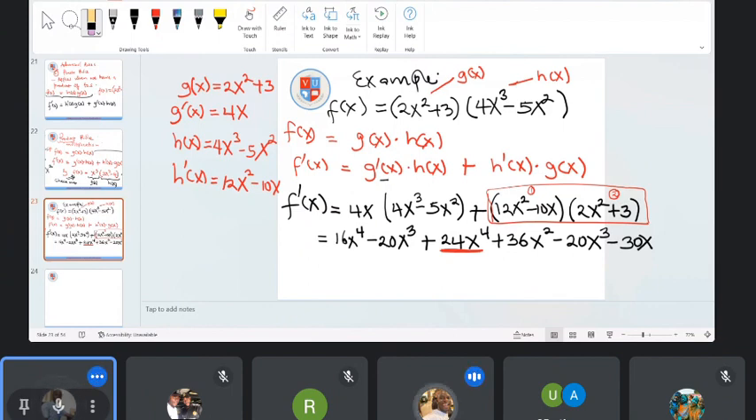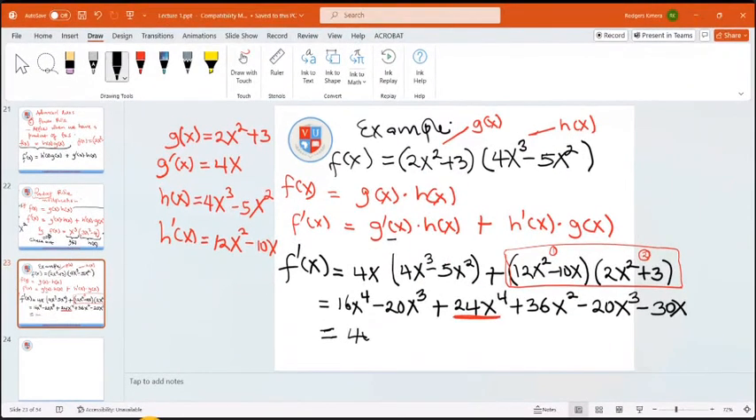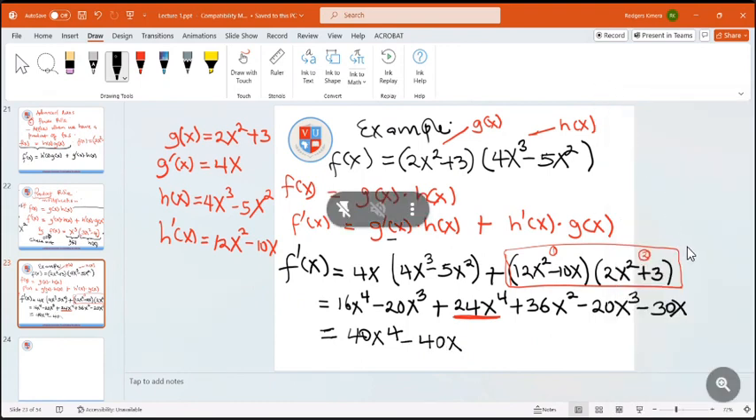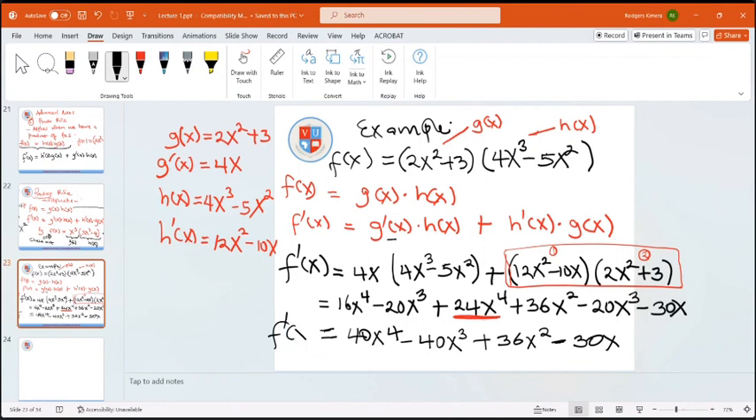Let me collect like terms. Collecting like terms will make me get 40x^4 minus 40x^3 plus 36x^2 minus 30x. And that will be the expected answer for f prime x.